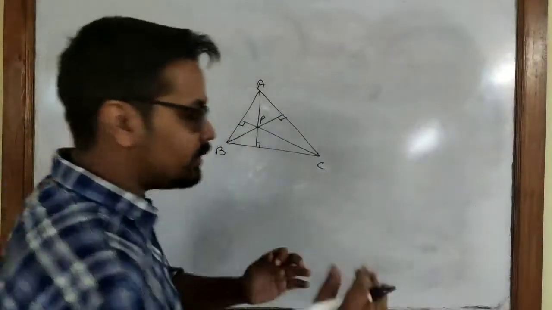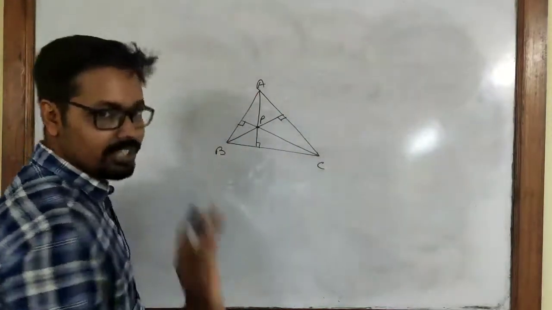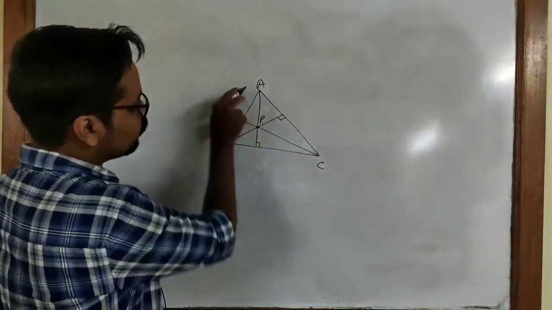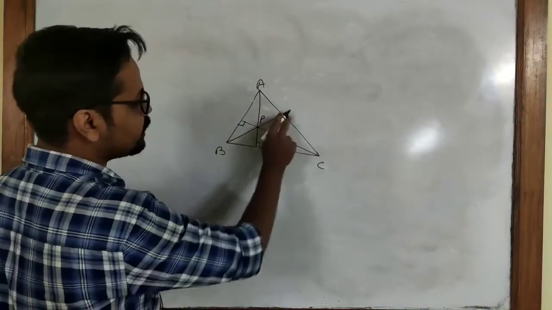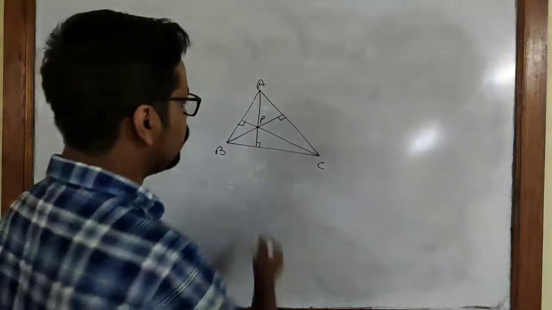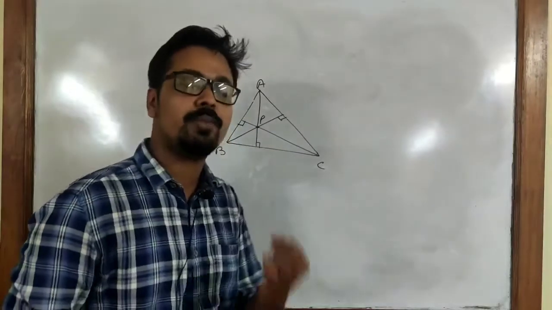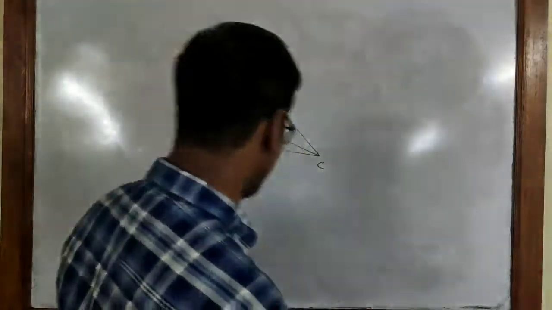Let me repeat if you have not understood. ABC is a triangle, A, B and C are the vertices. If we draw perpendiculars from the vertex to the opposite side from all three vertices, these three perpendiculars will meet at a common point, meaning they are concurrent. We have to prove this. This is theorem number 3. So let us see how we prove this.